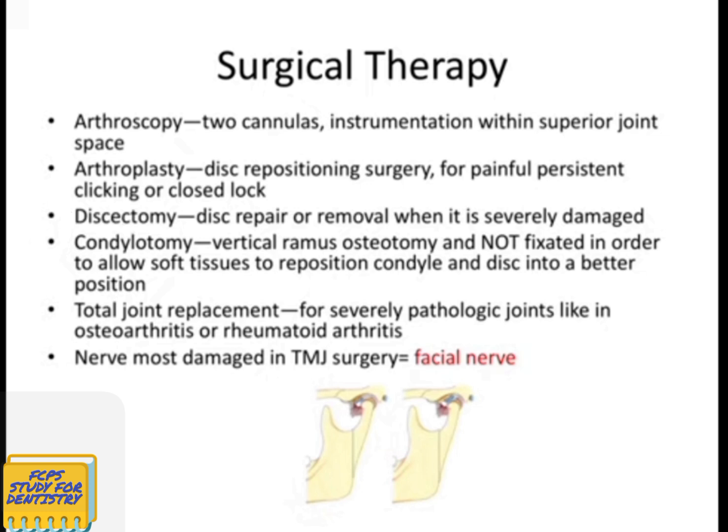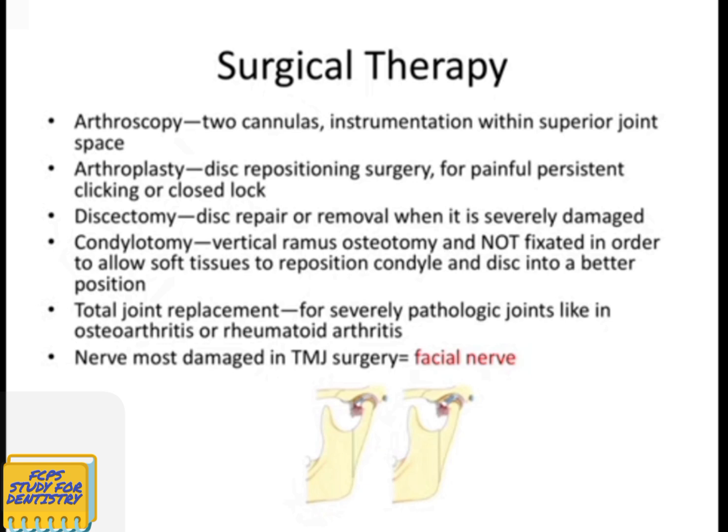Discectomy is disc repair or removal when it's severely damaged. So this would be, you could actually replace the articular disc if it were removed. Some preferred replacement materials include part of the temporalis muscle and fascia, fat, and/or auricular cartilage from the ear.